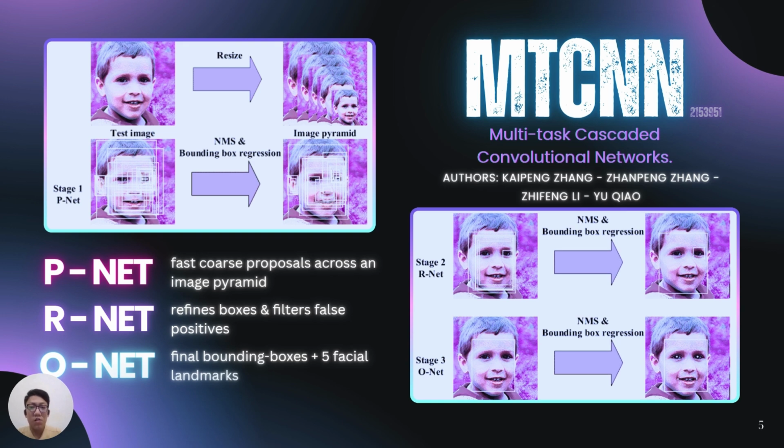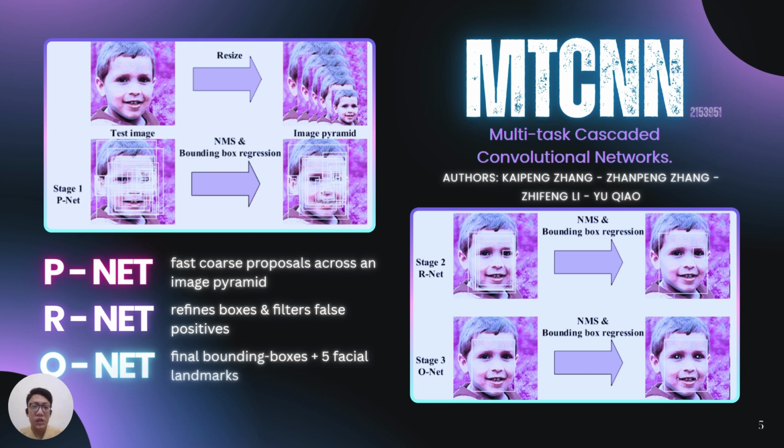This is the project of authors Kaipeng Zhang, Dapeng Zhang, Zifeng Li, and Yu Qiao. The MTCNN contains three basic structures. The first one is called the first stage or the PNet. The PNet will transform the test image into an image pyramid and then use bounding box regressions to determine the areas which have a high percentage of containing a face.